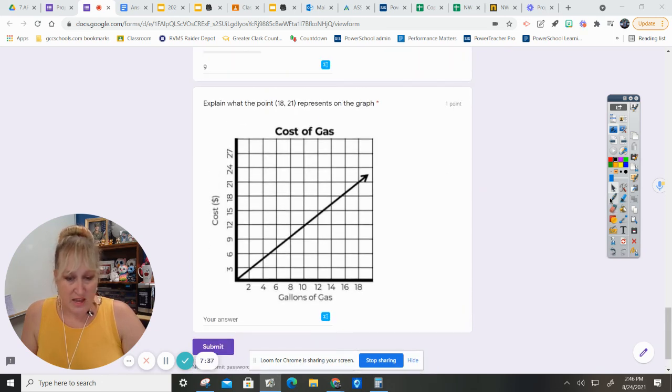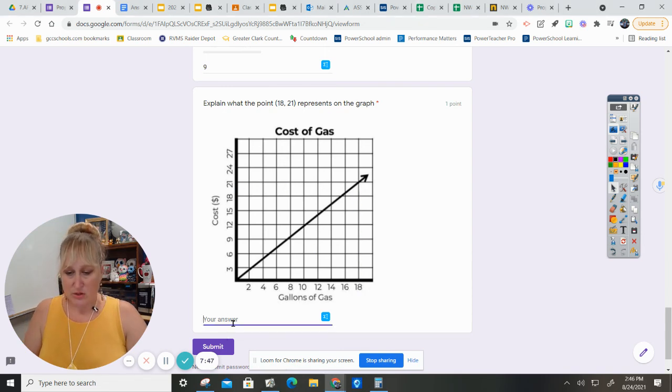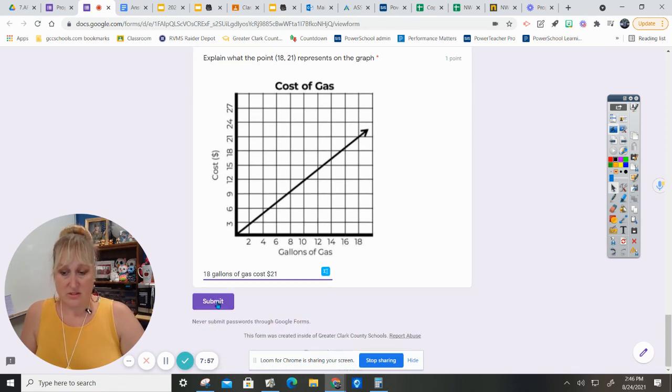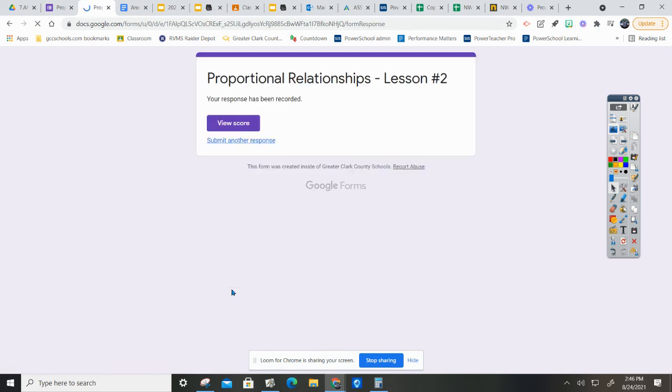Last one. Explain what the point 18, 21 means on the graph. So I'm going to explain 18 gallons of gas cost $21. So now I'm going to submit and hope that mine was all right. Wish me luck.